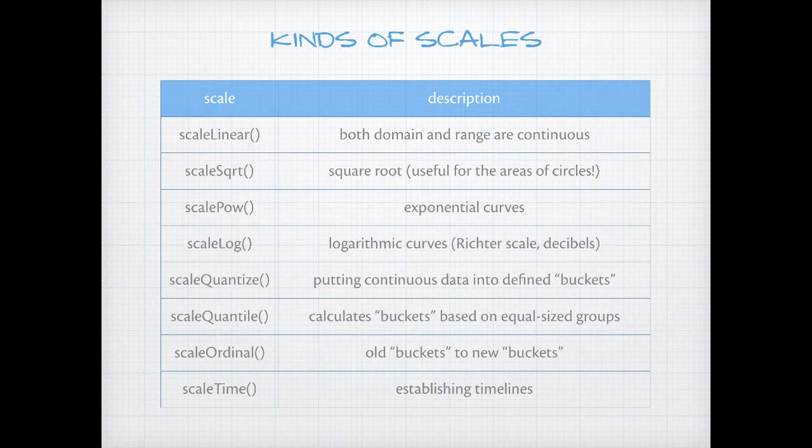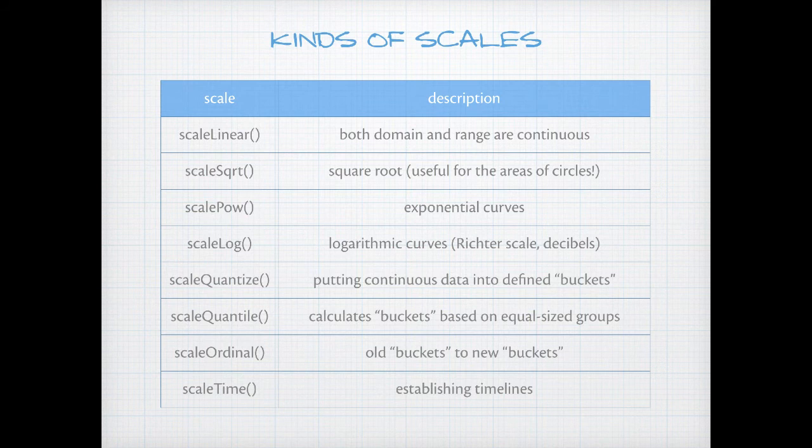And so you're taking 12 buckets of months of the year and converting those now to 4 buckets of seasons. The last one is a really, really useful, very sophisticated scale, a time scale for establishing timelines. If you've ever worked with dates in any kind of project, you know how notoriously tricky and difficult and sticky and messy they are.